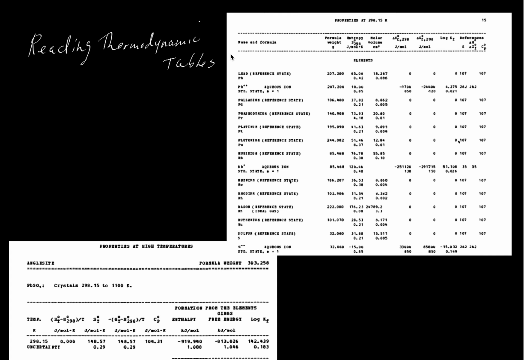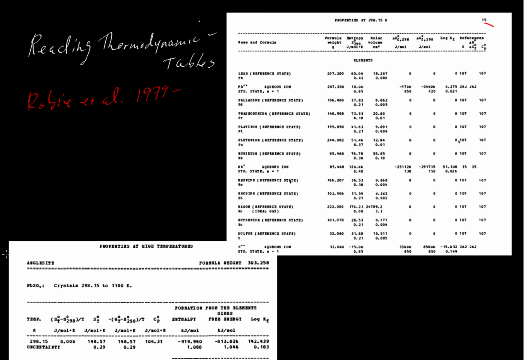So in this video, we're just going to look at some tricks in terms of reading thermodynamic tables. The tables we're going to look at are from Robie et al. 1979. So you can download this from the web if you want to follow along. Robie et al. 1979 is a very famous compilation of thermodynamic data, and we're looking at page 15 in that document.